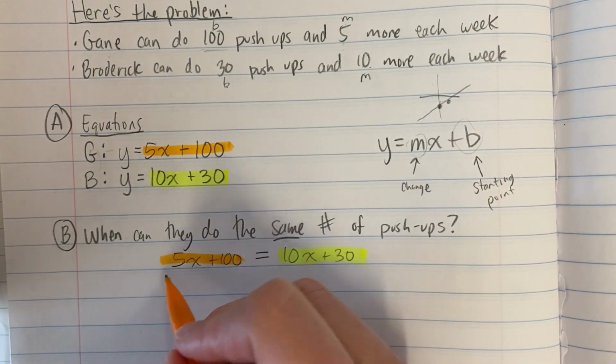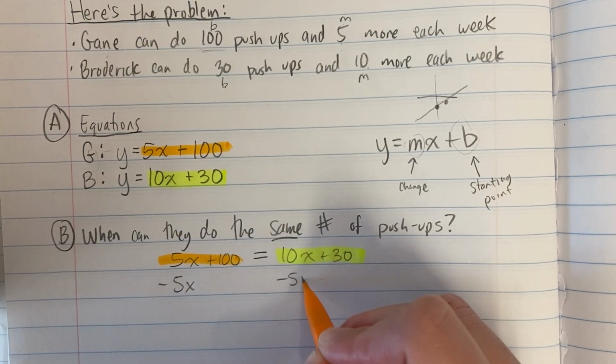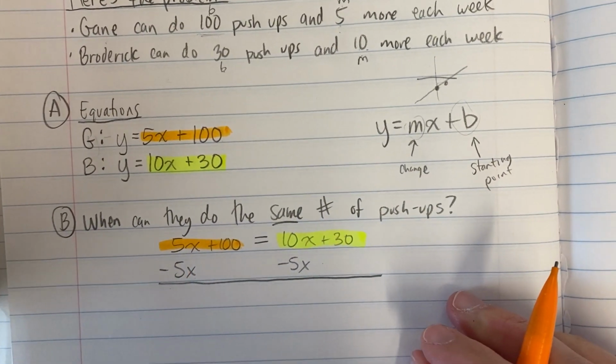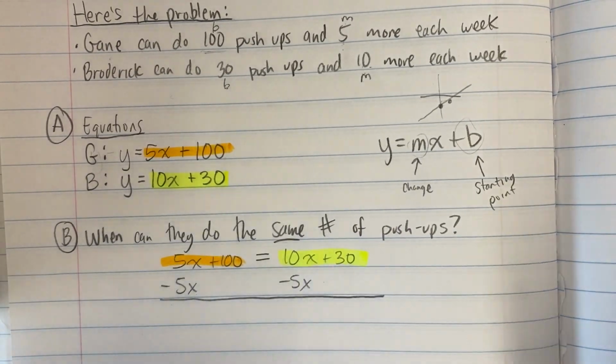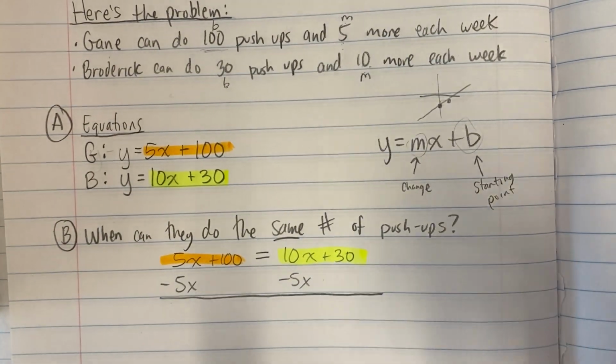So what am I going to do? I'm going to solve for x. And I'm going to start by subtracting 5x from both sides. Why? Because I have x's on both sides of this equation here. Okay, I can't have that. In order to solve an equation, I got to have x's on just one side. Now, I could have chosen to subtract 10x as well. My goal right now is to get x's off of one side.